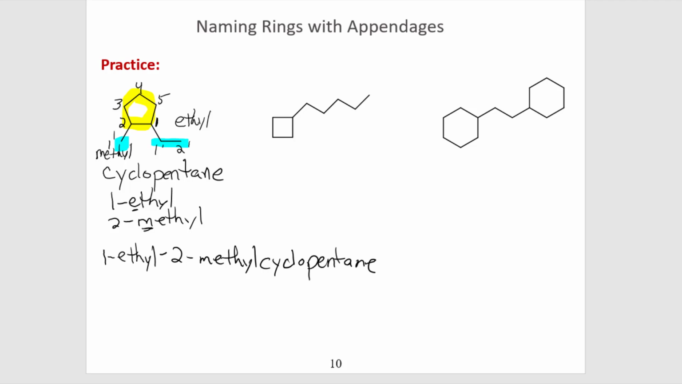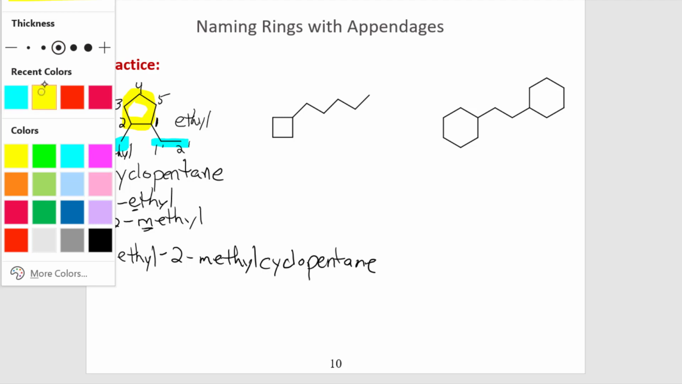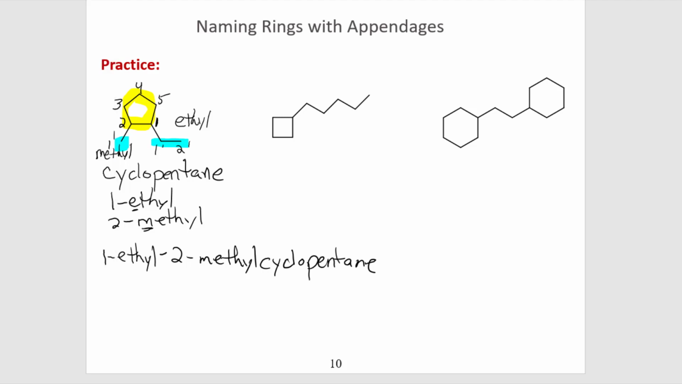What happens when the longest chain is not the ring? So here's an example where you've got to choose between cyclobutane. Okay, you can't do this. Okay, this is a no-no. You can't say, okay, 1, 2, 3, 4, 5, 6, 7, 8, 9. It's no name. You can't do that.